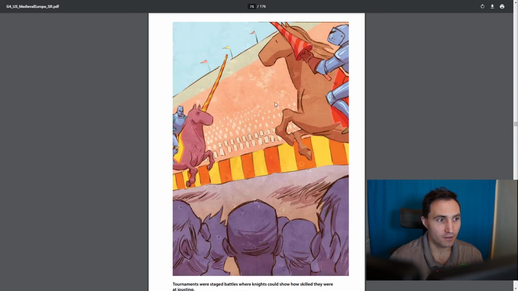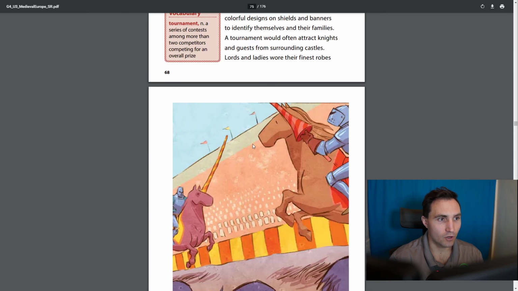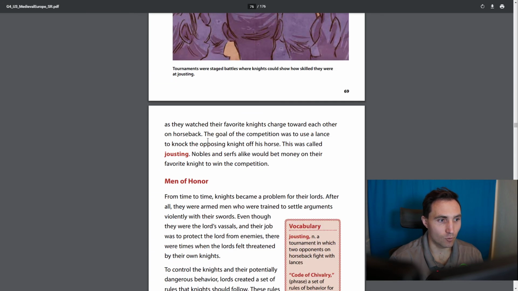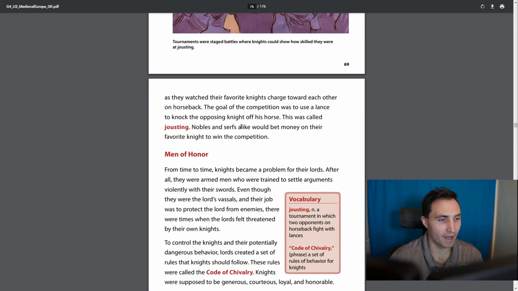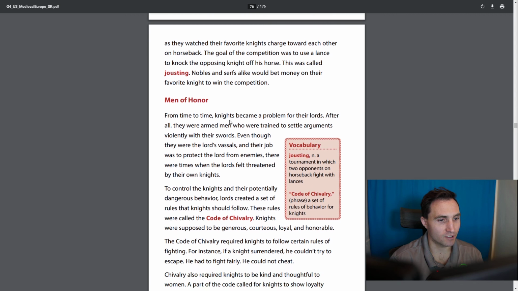Here's a little picture of knights jousting right here and people watching. Lords and ladies wore their finest robes as they watched their favorite knights charge toward each other on horseback. The goal of the competition was to use a lance to knock the opposing knight off his horse. This was called jousting. Jousting is a tournament in which two opponents on horseback fight with lances. And again, if you've seen A Knight's Tale, there's a lot of jousting in that one. Nobles and serfs alike would bet money on their favorite knight to win the competition.